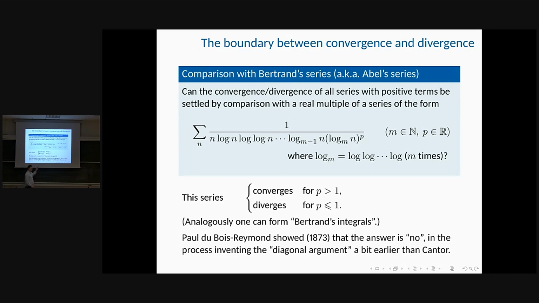Now, of course this seems very naive, that any series whose convergence you want to investigate could maybe be decided by comparing it to one of these Bertrand series. But it took a proof, and this was shown by Paul du Bois-Reymond in 1873. He showed that the answer is no.